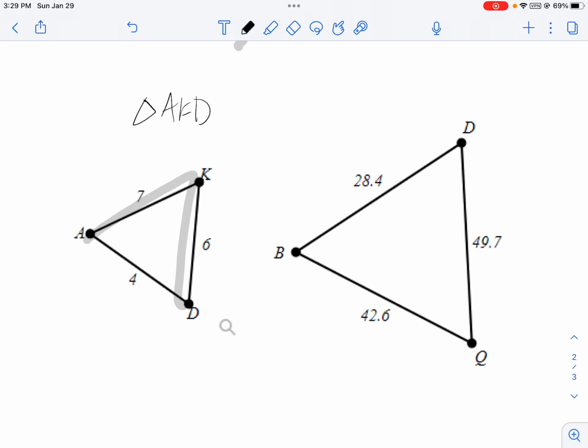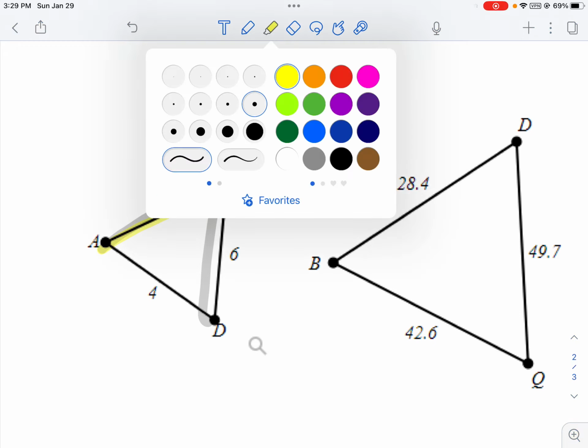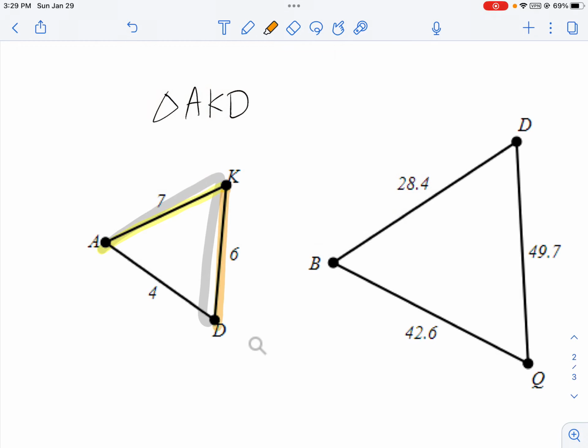You'll notice that for this triangle here, we picked AKD. That means A goes to K goes to D. So we're saying A goes to K, and then from there, K goes to D. Now you'll notice that we're given three sides here. How can we determine the equivalent similarity statement for the other triangle? Well, let's look at our AKD. From A to K to D, we have three measurements: 7, 6, and 4.